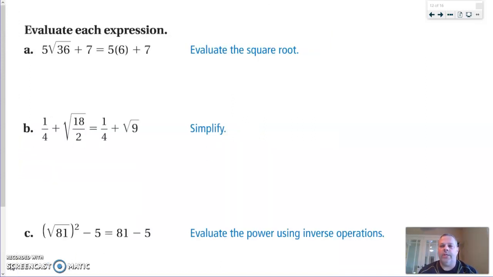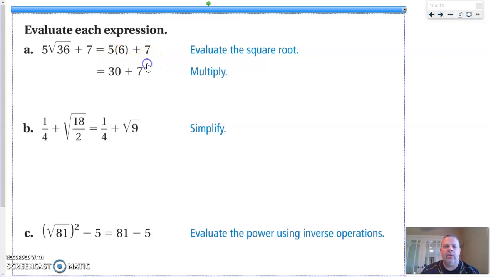Our next thing that we sometimes have to do is evaluate each expression. So you can see in the first one, we have 5 times the square root of 36. Any number out in front of the square root means multiply. So 5 times the square root of 36 plus 7. We know that the square root of 36 is 6, so we get 5 times 6 plus 7. That will give us 30 plus 7, or 37.